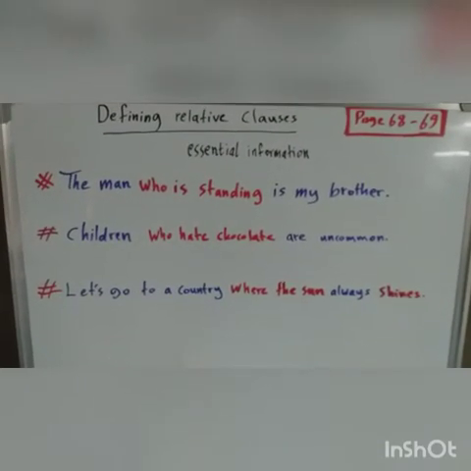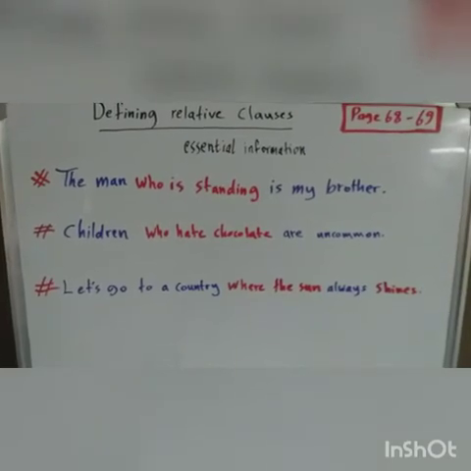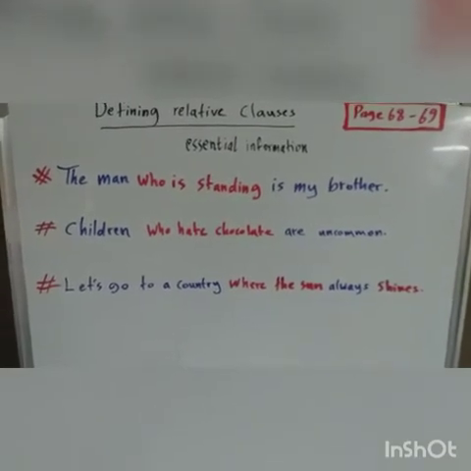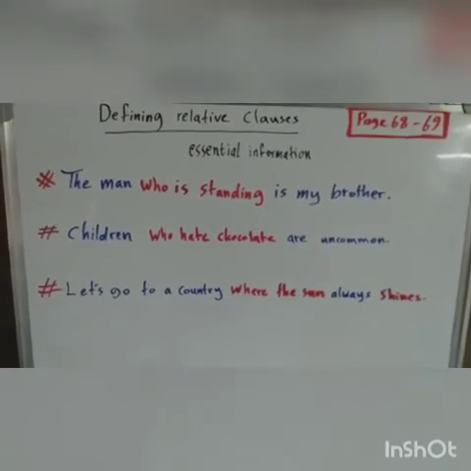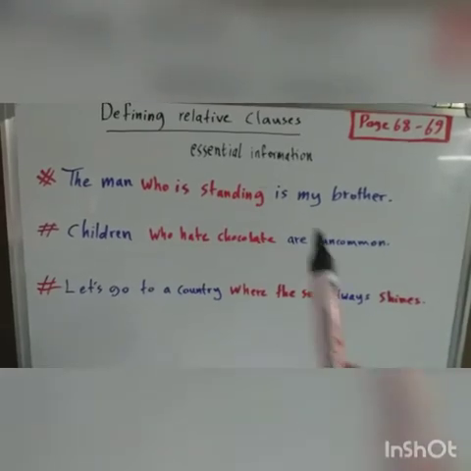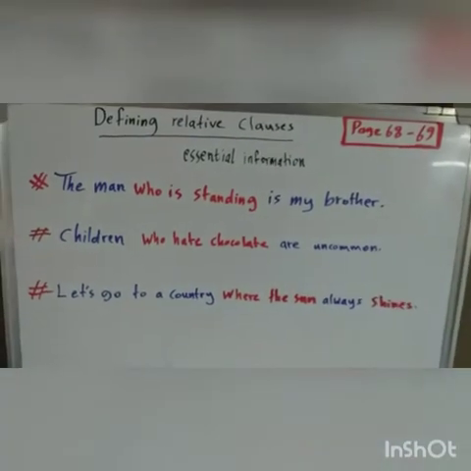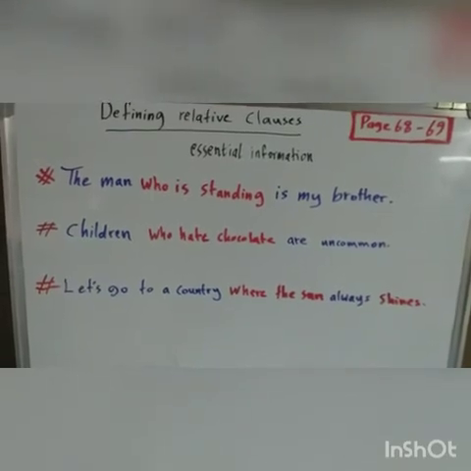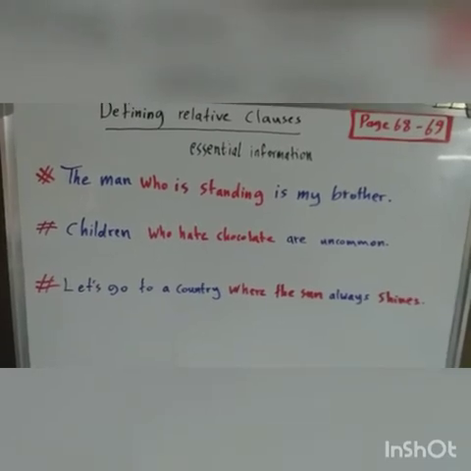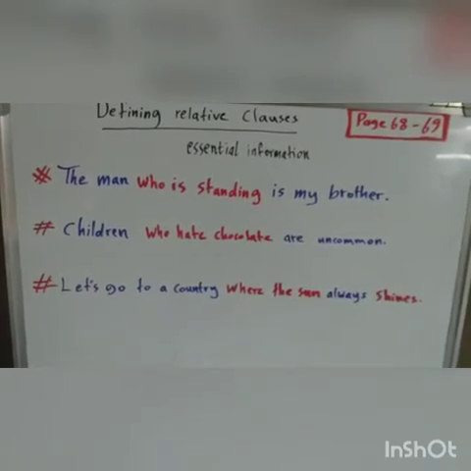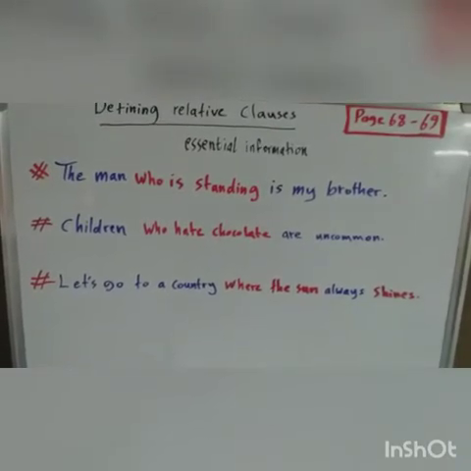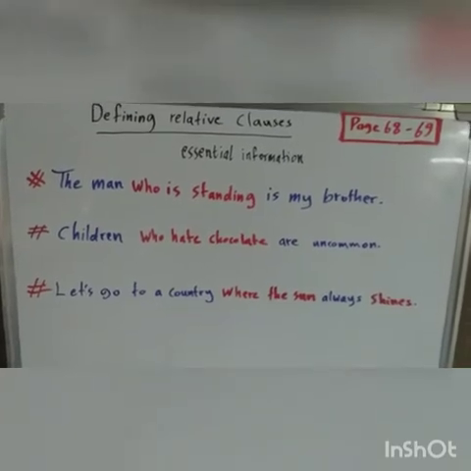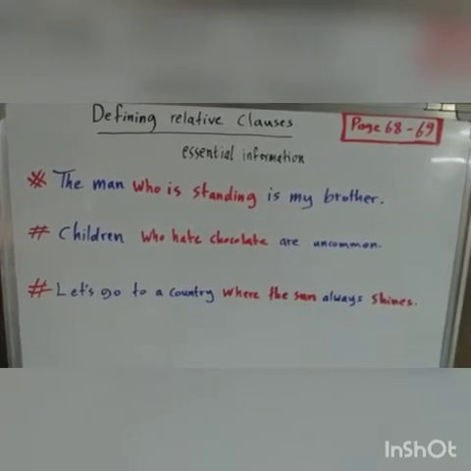In the last class, you have studied about the relative clauses or the relative pronouns: who, which, when, where, whose, and that. You have studied that we use who to talk about people, where to talk about places, which to talk about things, and we can use that to talk about people instead of who, and to talk about things instead of which. And we also use when to talk about times, and whose for possession.